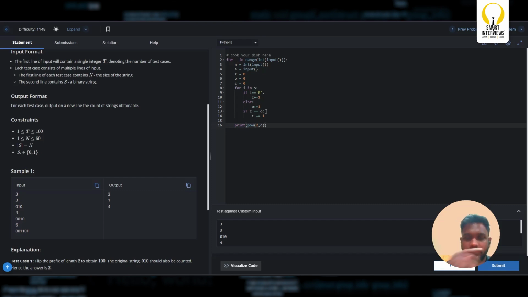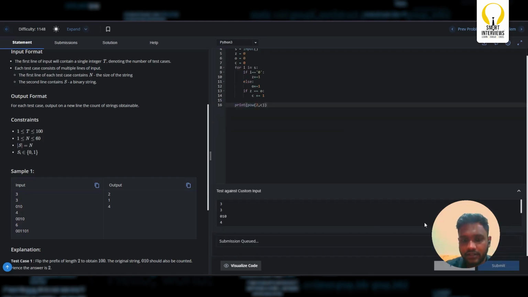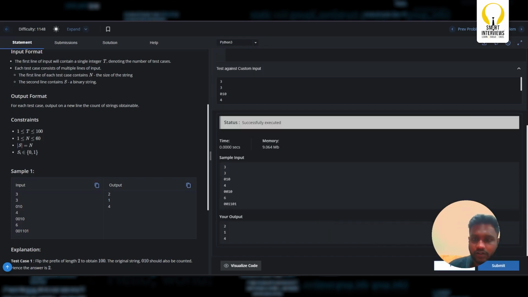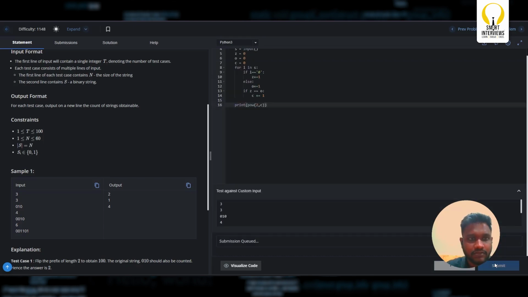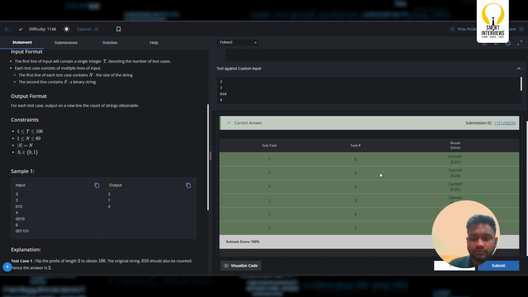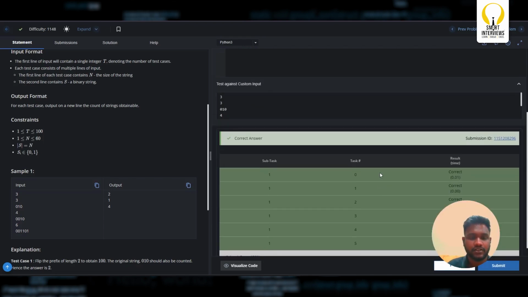So this is our logic. We'll just run it and check. Yeah, we got our expected output for the sample test cases. Let's submit and check. Yeah, this is passing all our cases.